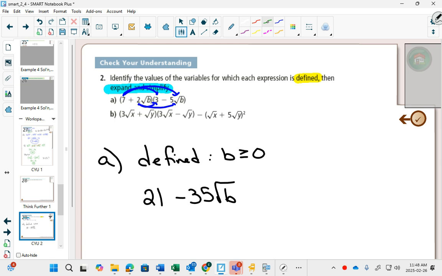On the inside, I'd have 2 times 3, which would be plus 6. And then the radical is just one of them, so it just would stay there. And then finally, 2 times negative 5 is negative 10. And root b times root b would be root b squared. And root b squared is the absolute value of b. However, it's already defined to be positive. So technically, you would not need the absolute value bars there, because it's already a positive number.